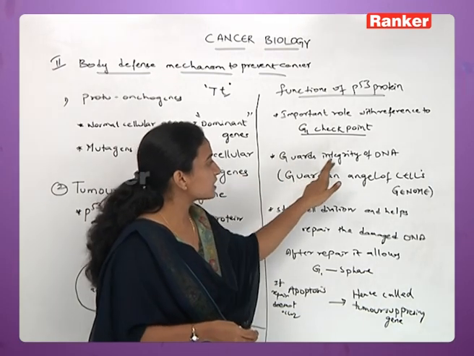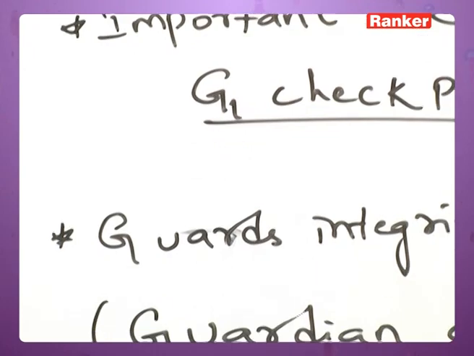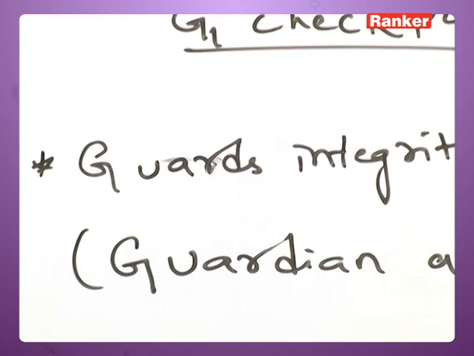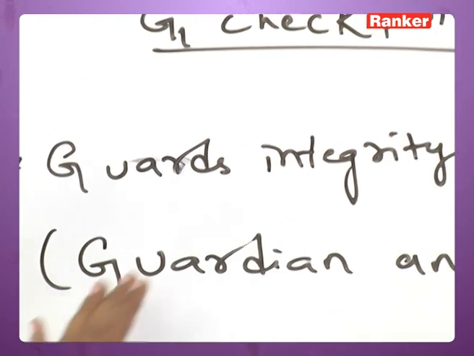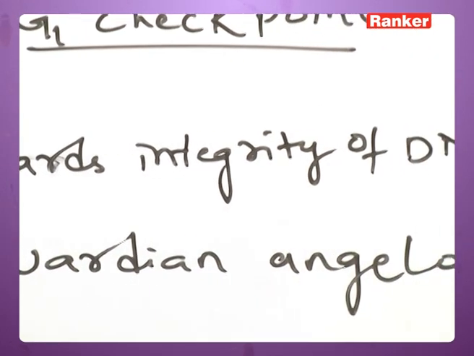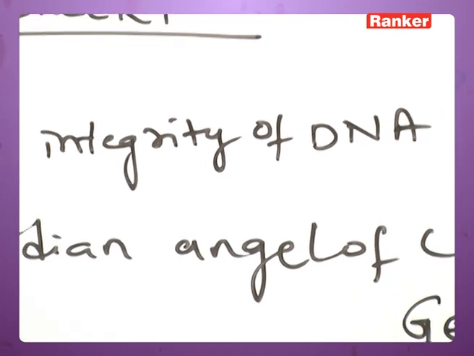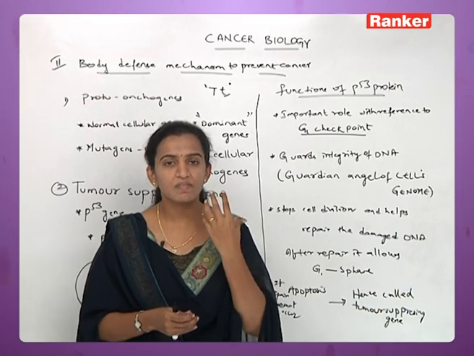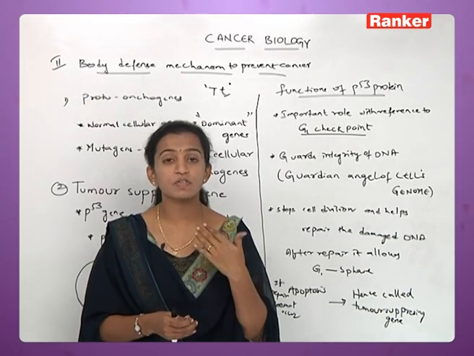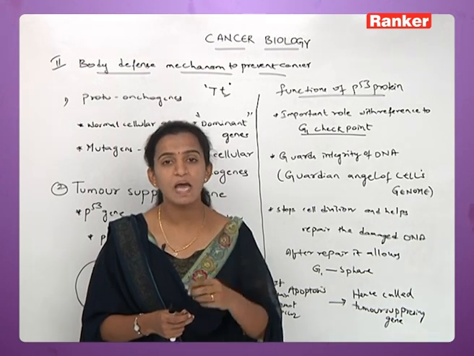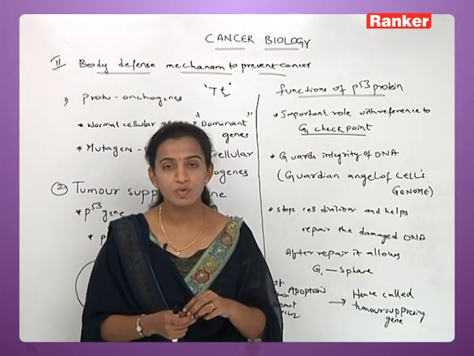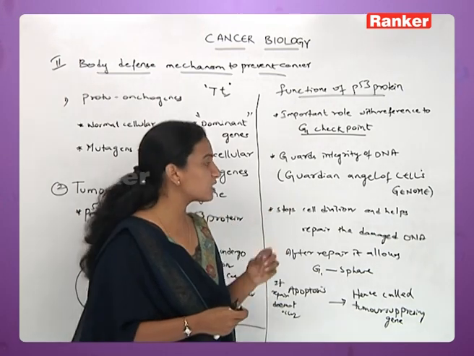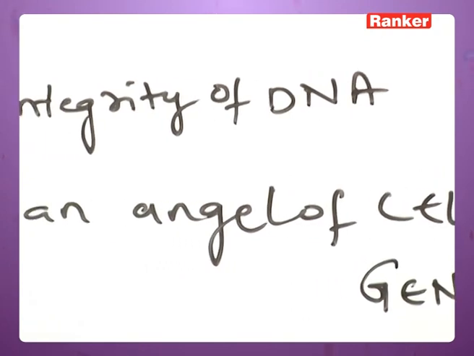Now it guards the integrity of the DNA and sees whether the DNA is properly integrated, or if the base pairs are clearly present or not. Now, guardian angel of cell's genome, that is the reason this P53 is called the guardian angel of cell's genome. Why? Because that is the one which checks whether each and every cell is properly present. If it is not properly present, or if it is damaged, it sends them for apoptosis, or it repairs the cells. So that is the reason it is called the guardian angel of cell's genome.